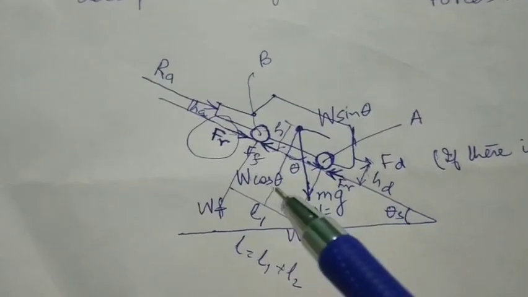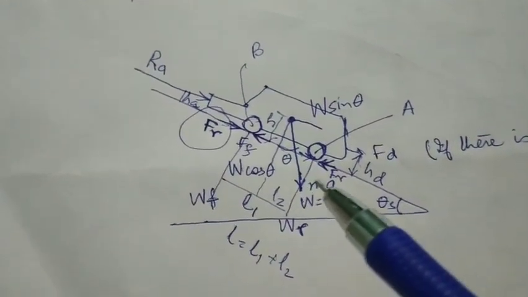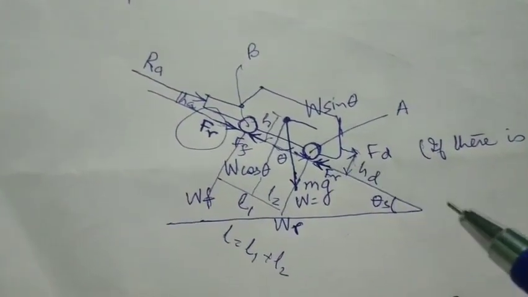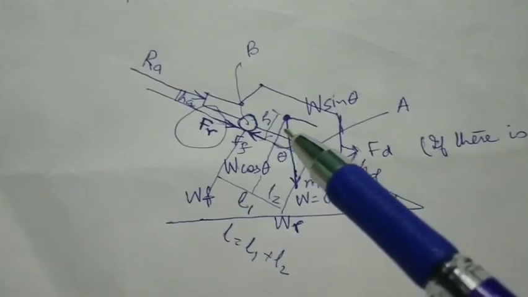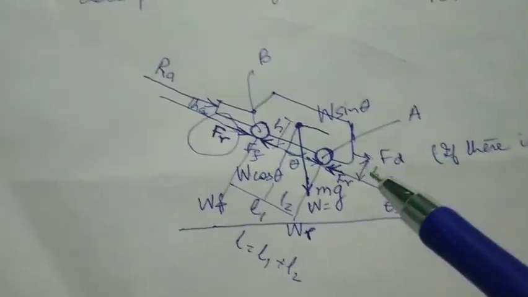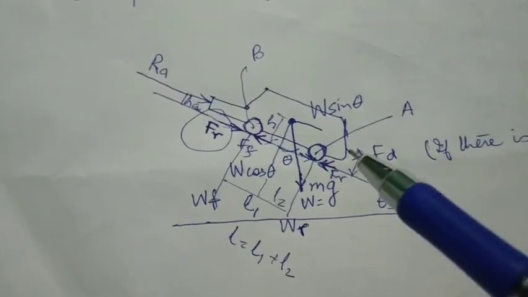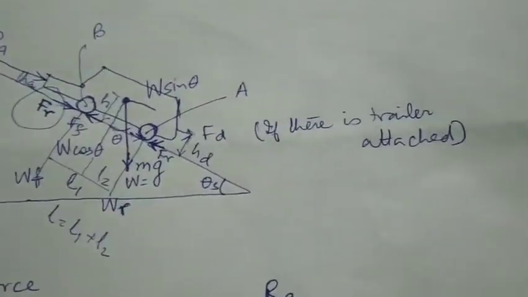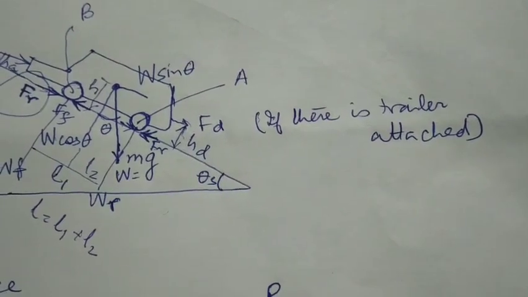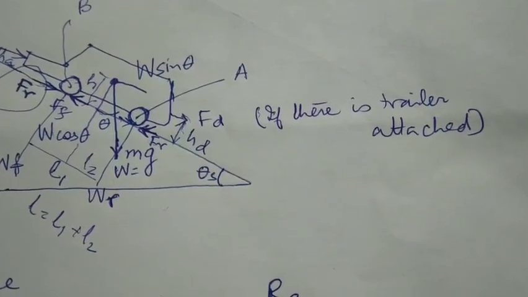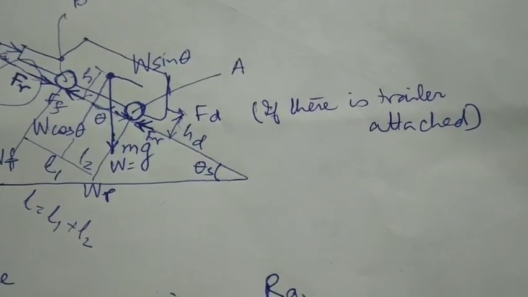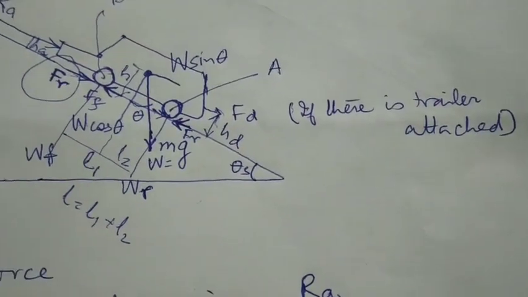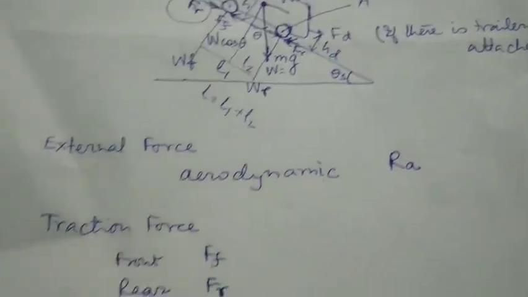Okay. And then we have forces if this vehicle also has a trailer attached. Sometimes when we move, we try to help somebody. So if any other trailer is attached, FD represents the force acting on the vehicle when it is moving along with the trailer. So you can have it or you can delete it. That is what we can think about.